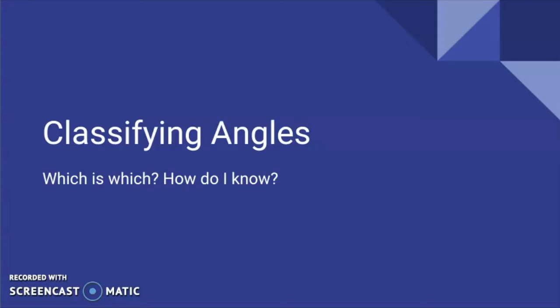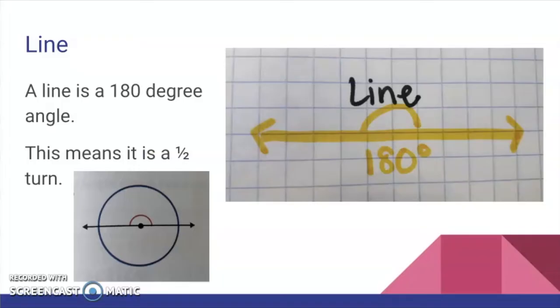So, classifying angles. Which is which? How do I know? Well, to start off, a line is a 180 degree angle. So if I'm looking at a line, this angle is opened to 180 degrees. So it still counts as an angle. This means it is a half turn. So if you measure it in turns, it would be a half turn because it opens up to half of the circle. And then in degrees, it's 180 degrees because it's half of the 360 degrees of a circle.